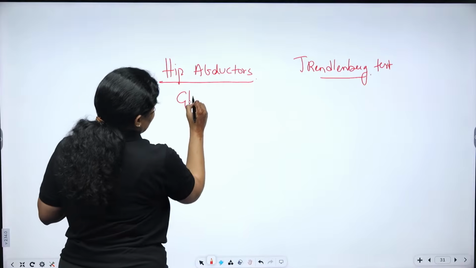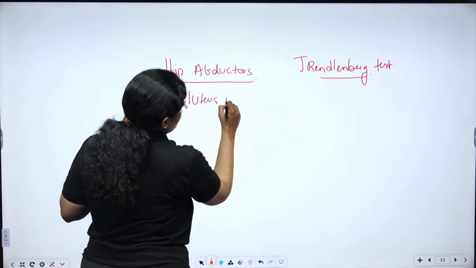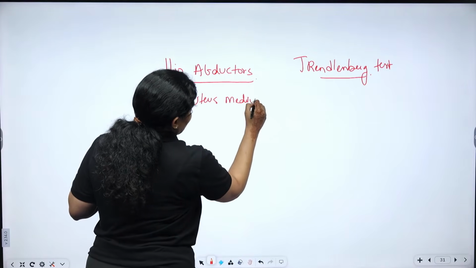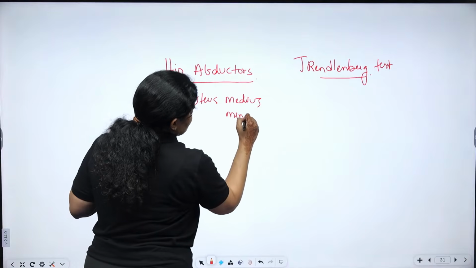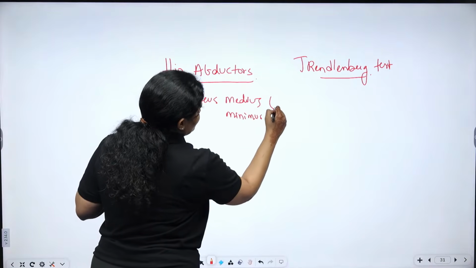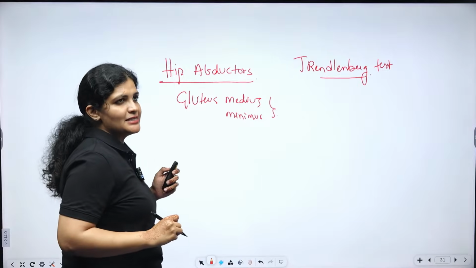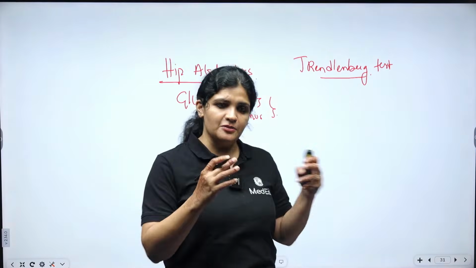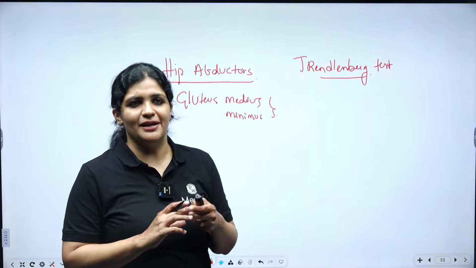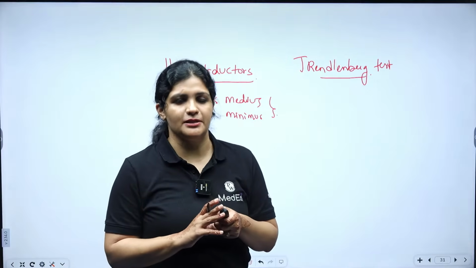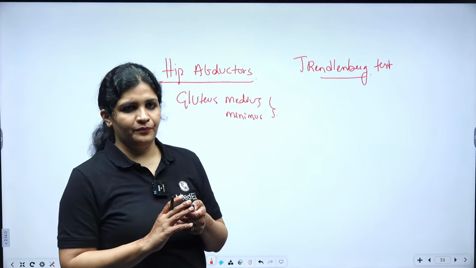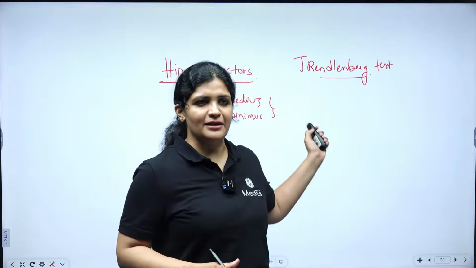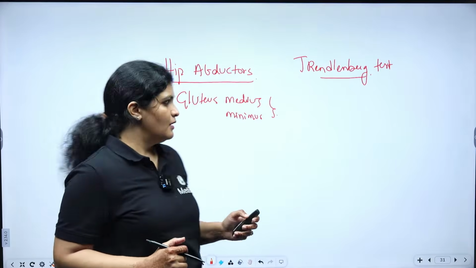There are two abductors we have. One is gluteus medius and the second one is gluteus minimus. Medius and minimus both are supplied by which nerve? Yes, anatomy integrated. They will ask you which nerve supplies gluteus medius and gluteus minimus. Okay, the answer is A, but I am asking you which nerve supplies.